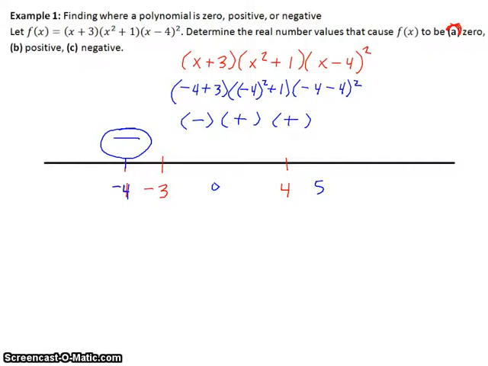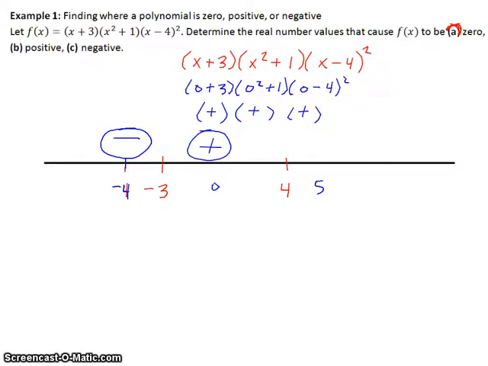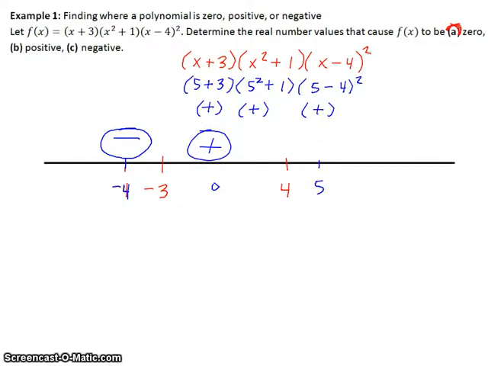Let's plug in 0 and see what happens. So plugging in 0 gives us a positive value. So that tells us anything that we plug in between negative 3 and positive 4 results in a positive value. So let's focus on after 4. I'll plug in 5 and see what happens. Okay, so I've plugged in a positive 5, and I end up with a positive value here. So anything I plug in after 4 is going to result in a positive value.